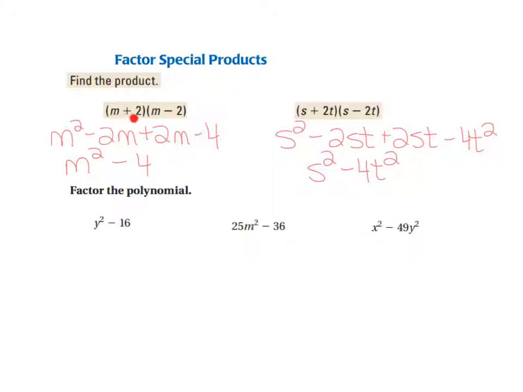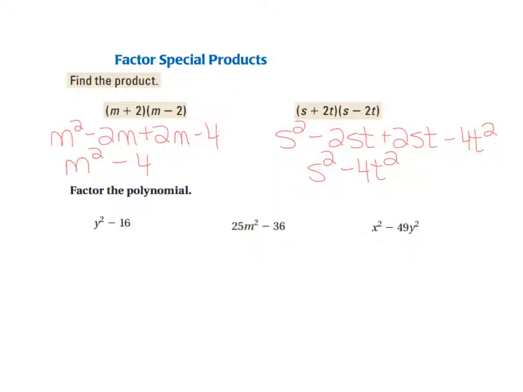Here we multiplied two binomials, and usually when we multiply two binomials we get a trinomial. But in these cases we got two terms, a binomial, again. What happened? Well, the two terms we combined were opposites, right? They were exactly the same, different signs, so they canceled. Minus 2m plus 2m canceled. Minus 2st plus 2st canceled. So since they went away, we end up with two terms in our answer, a binomial, instead of three.